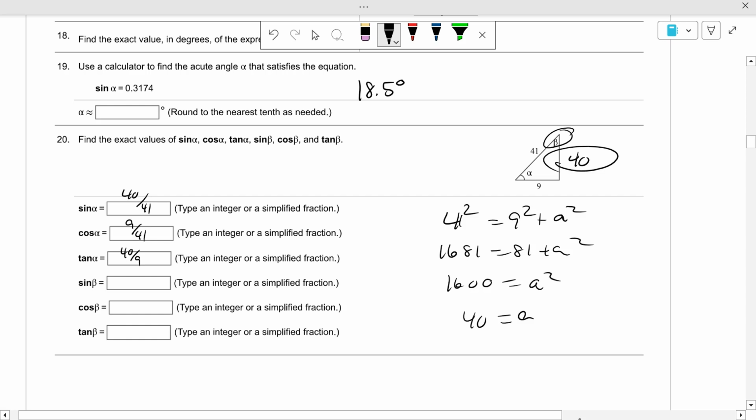Then we move to angle B. The sine is 9 over 41. The cosine is adjacent over hypotenuse, 40 over 41. And the tangent is opposite over adjacent, 9 over 40. Okay? Half done.